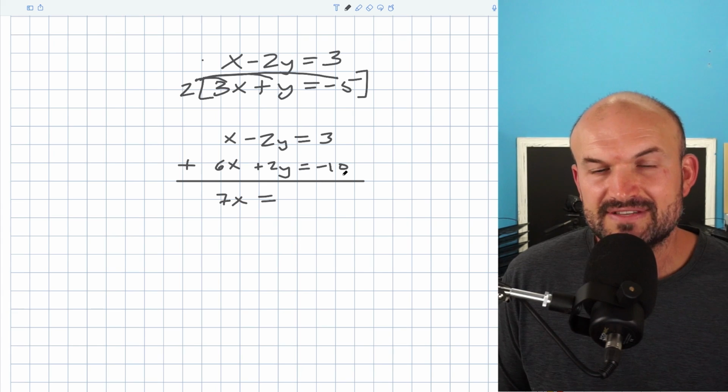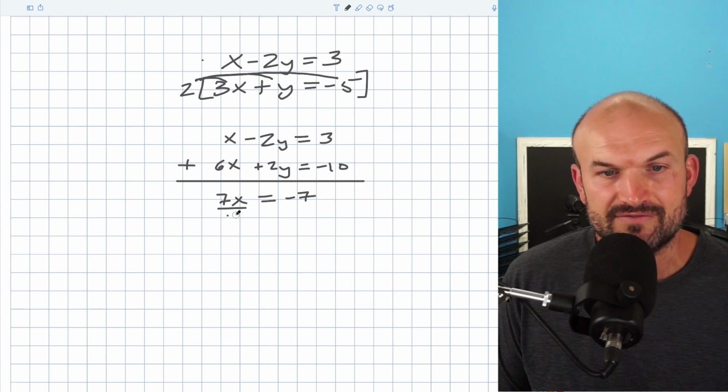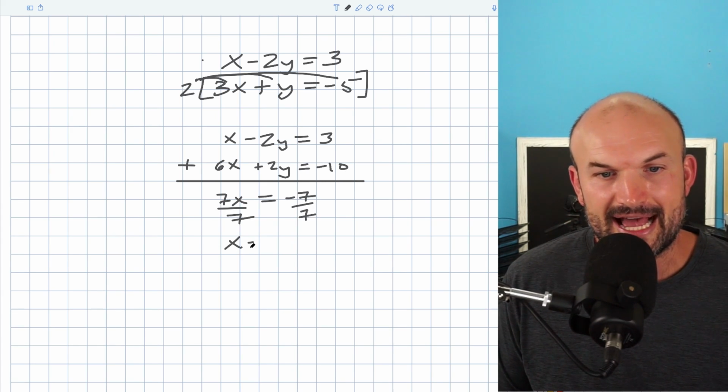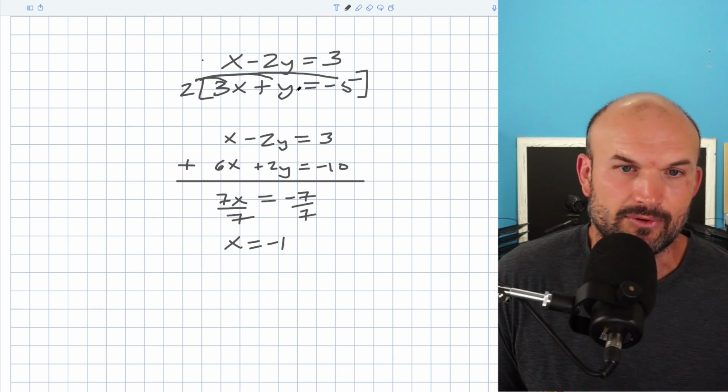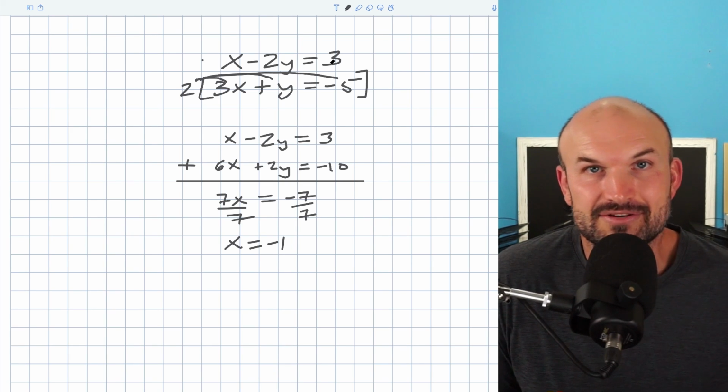And then 3 plus negative 10 is going to be a negative 7. Now just divide by 7 on both sides, and you're going to get x equals negative 1. Now when it comes to solving for y, again, you have to choose, should I plug this into the top equation or the bottom equation?